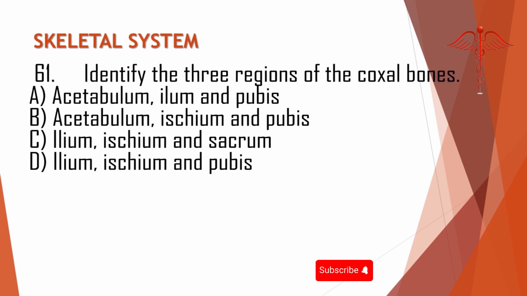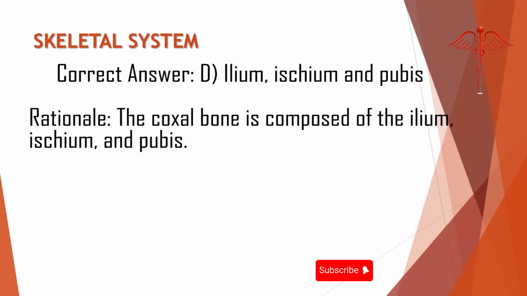61. Identify the three regions of the coxal bones. A. Acetabulum, ilium, and pubis. B. Acetabulum, ischium, and pubis. C. Ilium, ischium, and sacrum. D. Ilium, ischium, and pubis. Correct answer: D. Ilium, ischium, and pubis. Rationale: the coxal bone is composed of the ilium, ischium, and pubis.